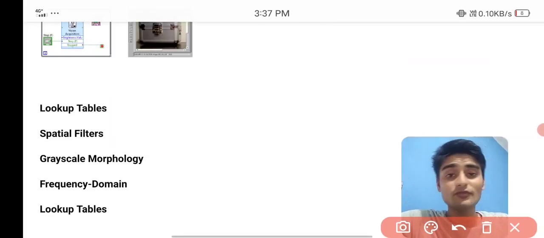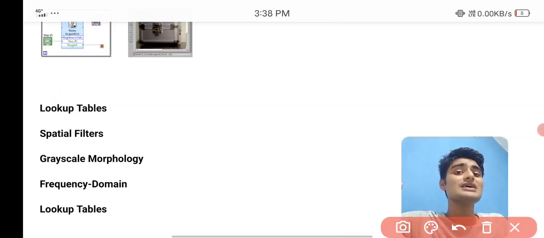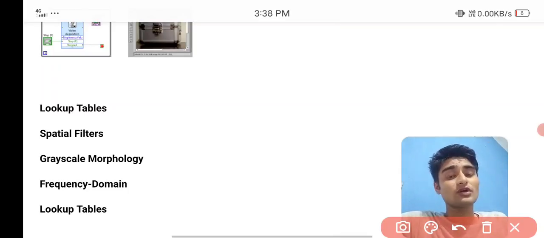Unless we have these concepts, frequency domain, grayscale morphology, spatial filter, and then lookup tables, it is even more difficult. Why is it needed to analyze the frequency domain? Because we do not know what kind of noise or disturbance is created whenever we are designing the project in the myRIO board. That is the importance of frequency domain.